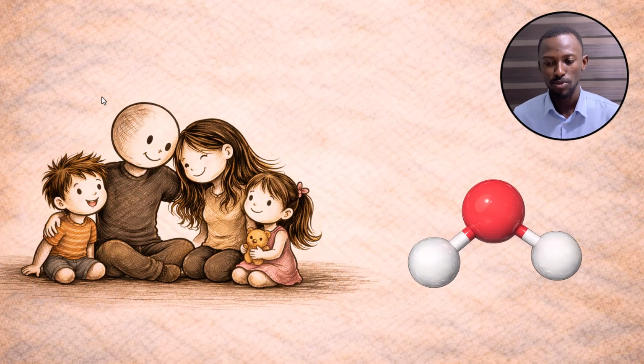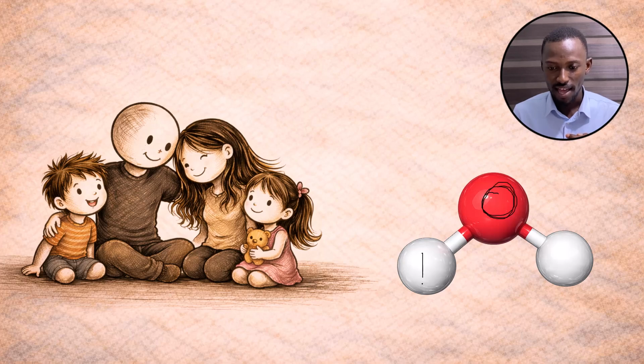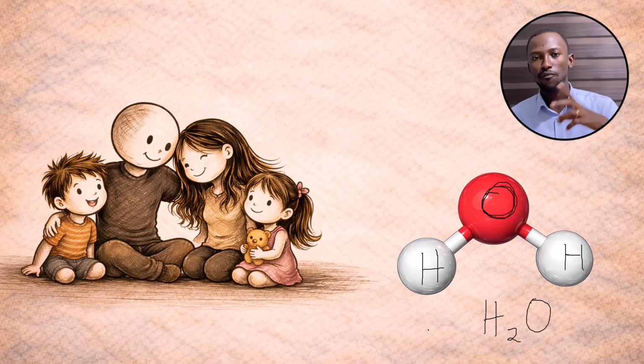Let me use this to explain to you. The molecule you have on the screen is a molecule of water made up of oxygen. The red is the oxygen, and each of the white is hydrogen. So you have H2O, so 2 hydrogens and 1 oxygen. So that forms a single molecule of water.